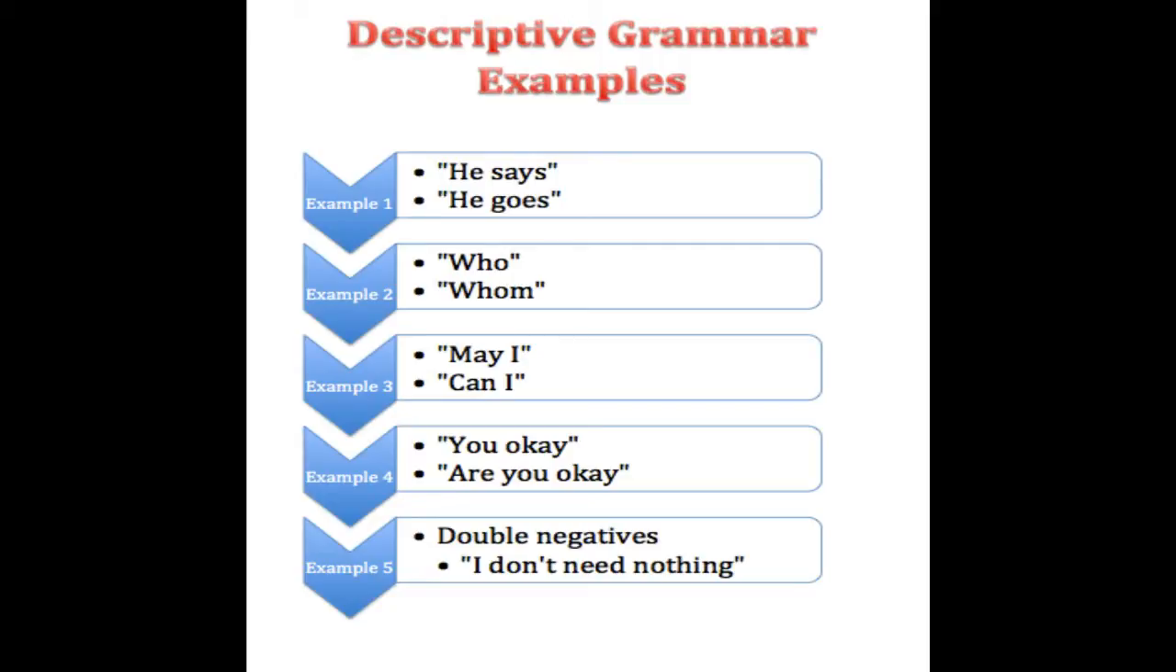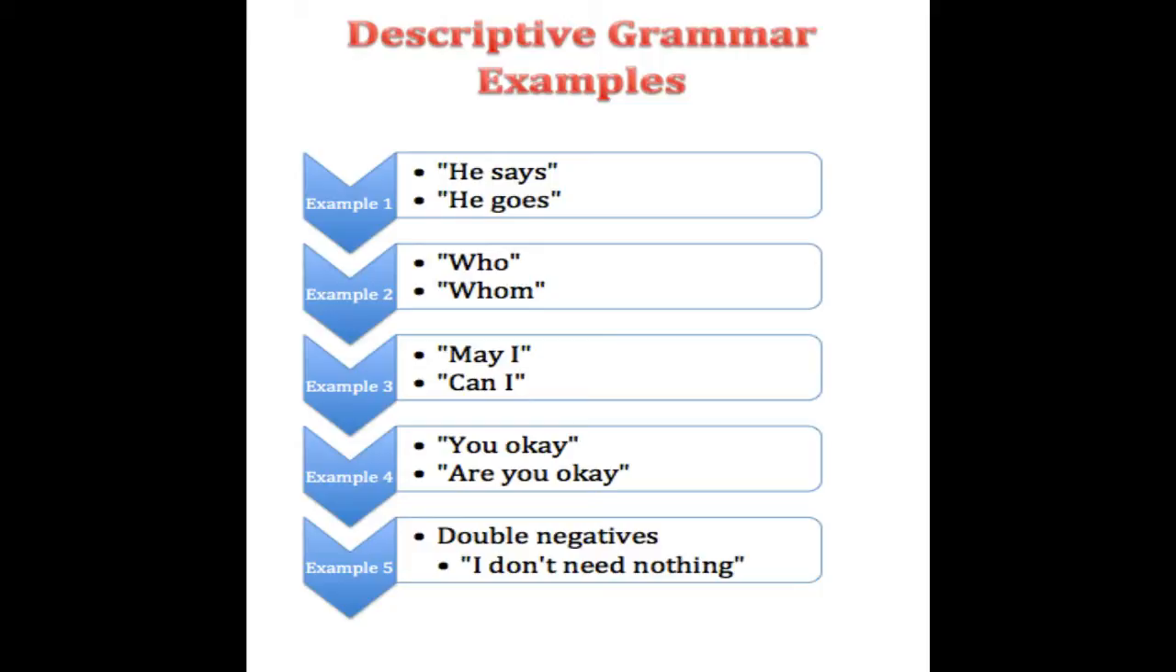Example 2, who and whom. Whom, when used correctly, should be used as a subject. But when using descriptive grammar, people use who as the subject instead of whom. You hardly hear anyone say, "Whom is that?" You hear them say, "Who is that?" instead.